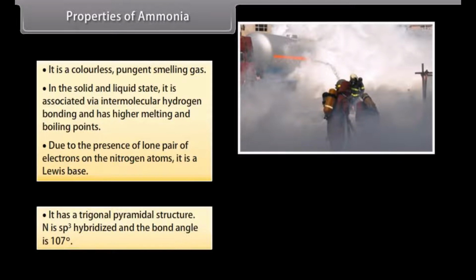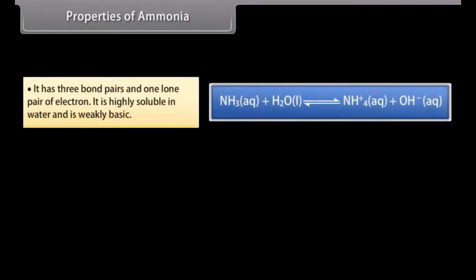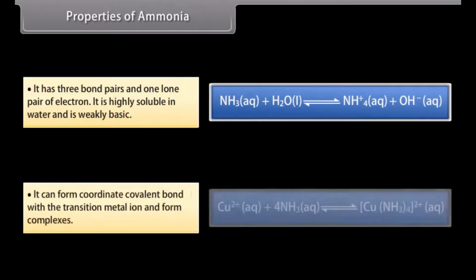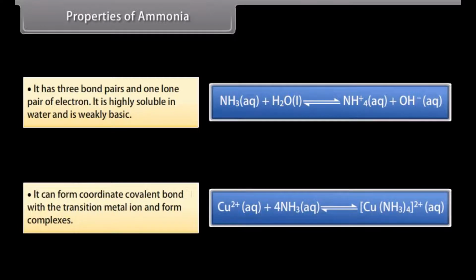N is sp3 hybridized and the bond angle is 107 degrees. It has 3 bond pairs and 1 lone pair of electrons. It is highly soluble in water and is weakly basic. It can form coordinate covalent bonds with transition metal ions and form complexes.